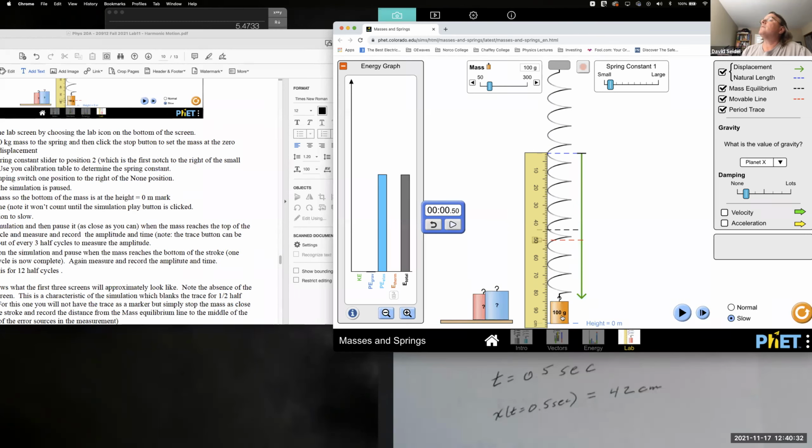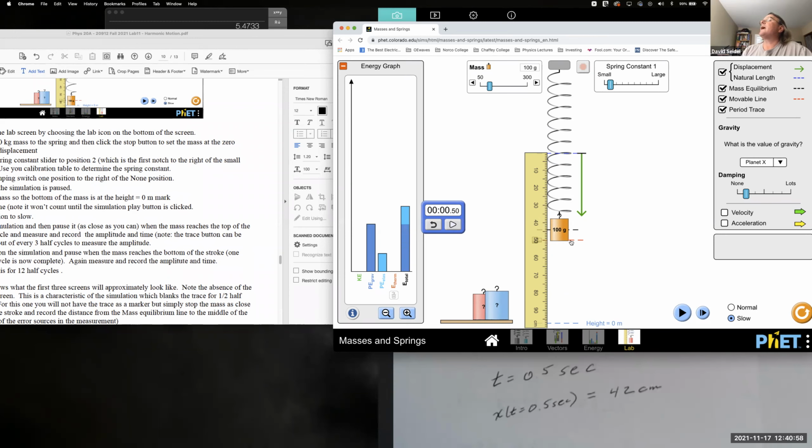Right here. Okay, actually what I want to do is play it. I want to reset it to the center. Okay, and pause it. So I am putting my red line at the bottom. I'm doing everything from the red line at the bottom.